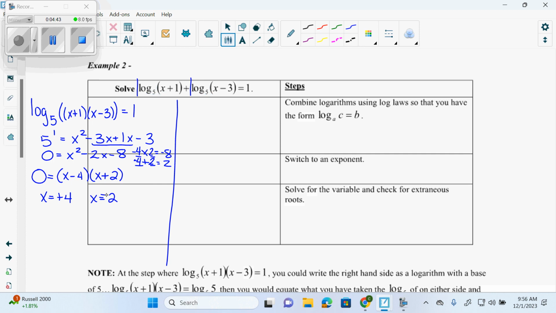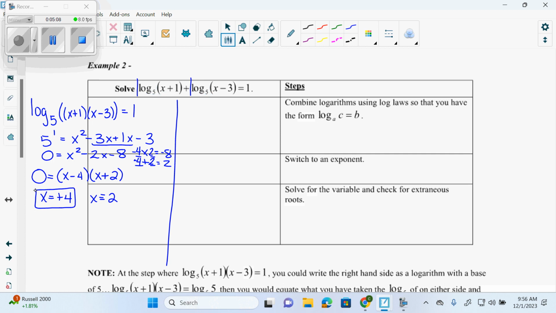Now what you have to do is always check and see that left side equals right side, correct? And you have to make sure that no negatives are in the base or beside the log. So if I plug in 4, I get log base 5 of 4 plus 1, and then log base 5 of 4 minus 3. Well, log base 5 of 5 is 1, and log base 5 of 1 is 0. So 1 plus 0 is 1. So this one's good.